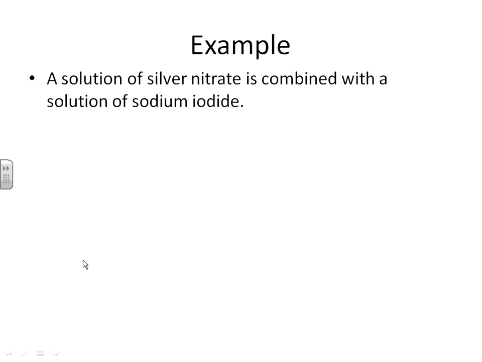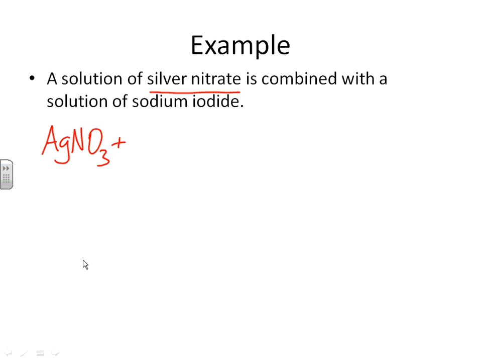Good. Next example. A solution of silver nitrate is combined with a solution of sodium iodide. So we start by writing the formulas for the reactants. So we've got silver nitrate. Silver is Ag, charge is +1. Nitrate is NO3, charge is -1. So we've got +1, -1. They're going to combine as AgNO3 in a 1-to-1.